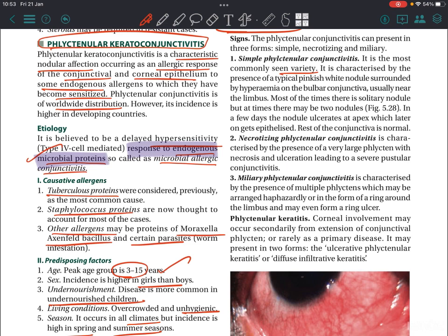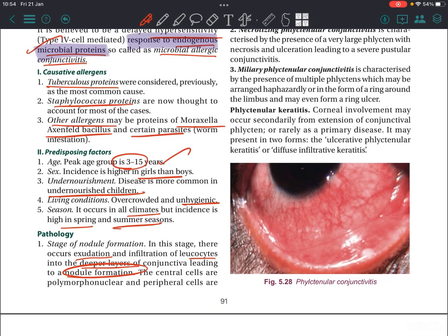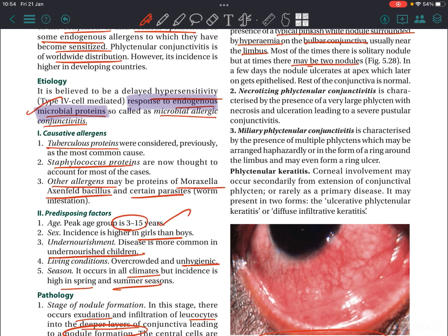It is characterized by the presence of typical pinkish white nodules surrounded by hyperemia on the bulbar conjunctiva, usually near the limbus. Most of the time there is a single nodule, but at times there may be two nodules. In a few days, the nodule ulcerates at the apex, which later on gets epithelialized. The rest of the conjunctiva is normal.